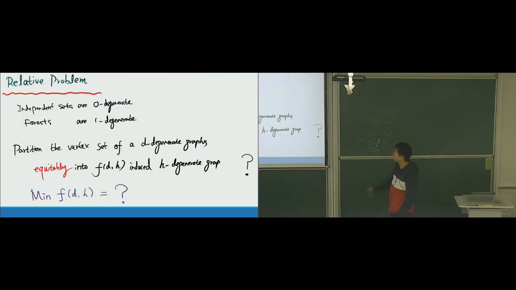And at the end of the talk, I can introduce some related problems. We know independent sets are zero degenerate and forests are one degenerate. So we can naturally consider such kind of problem. That means partitioning a D degenerate graph equitably into some number of induced H degenerate graphs like this. So if H is one, it corresponds to the equitable tree coloring problem. If H is zero, it corresponds to the equitable coloring problem. If H is something related to D, this number, we don't know. So maybe we can do some more like this.